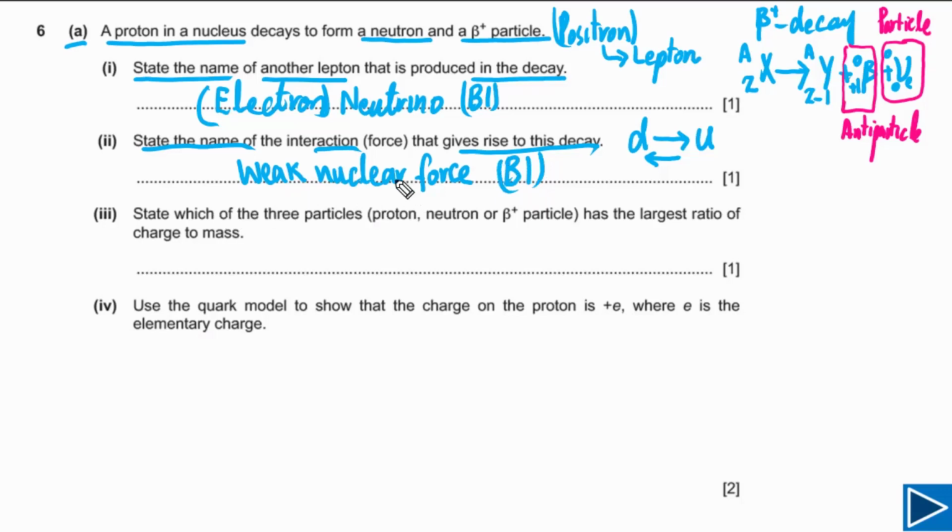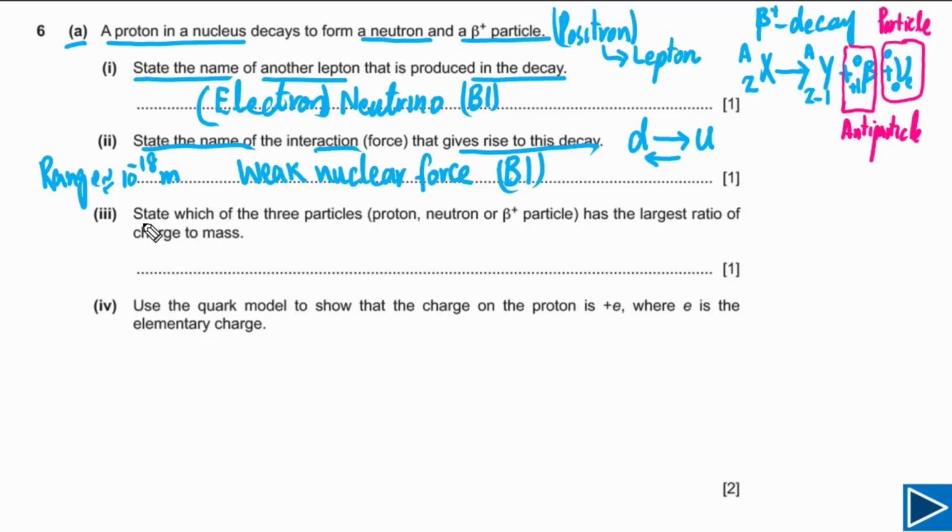You can write down weak nuclear force, or you can write down weak nuclear interaction. And this force, weak nuclear force, has the shortest range, and the range of this force is about 10 to the negative 18 meters. Even this range is shorter than strong nuclear force. Let's move on to the next part.